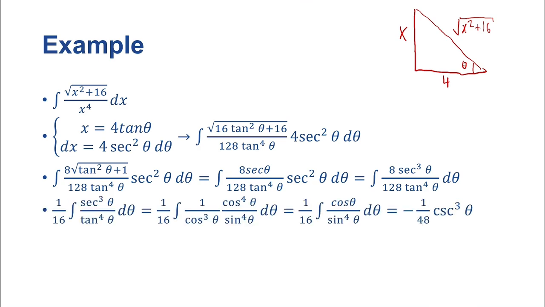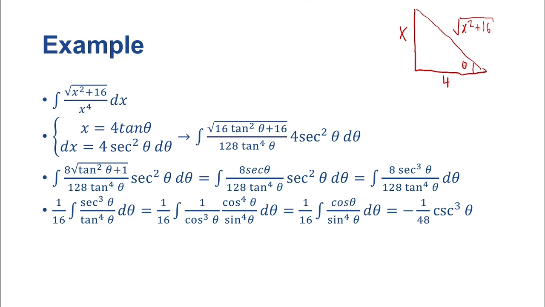And now we take out a 1/16, and we get the integral of secant cubed of theta over tangent fourth of theta d theta. We write everything in terms of sine and cosine. So then we get 1/16 integral of 1 over cosine cubed of theta times cosine fourth of theta over sine fourth of theta d theta.